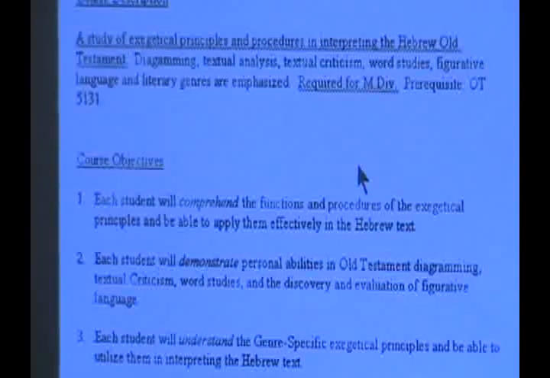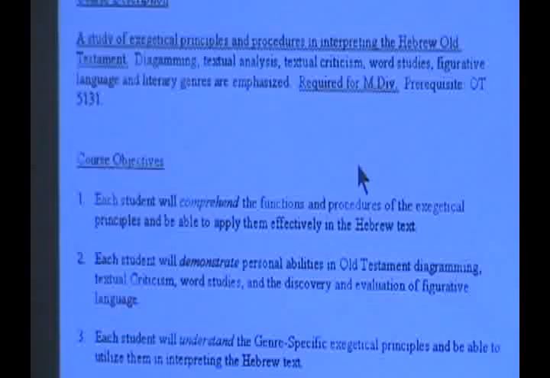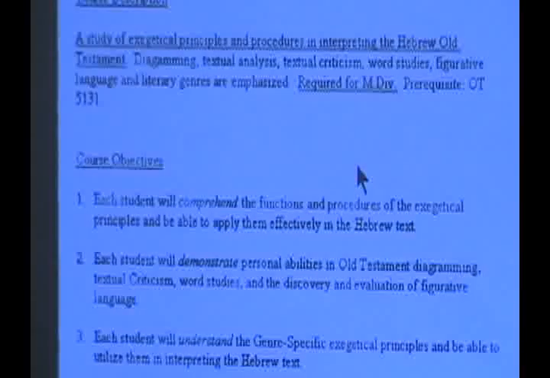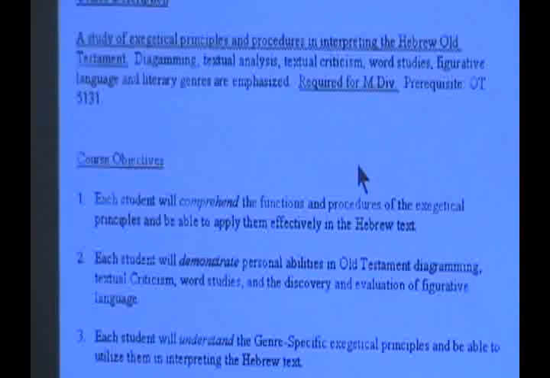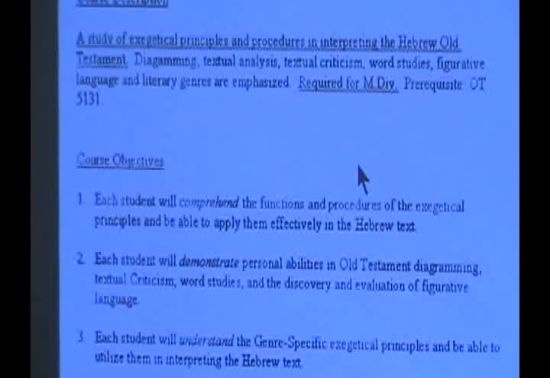And the next level, actually, would be the application level. Be able to do something with it. You're going to have an opportunity to do that, of course. But before you can do that effectively, you've got to comprehend the functions and procedures. Right? And here's the application. Then apply them. That would be do something in the text, interpretation, right?